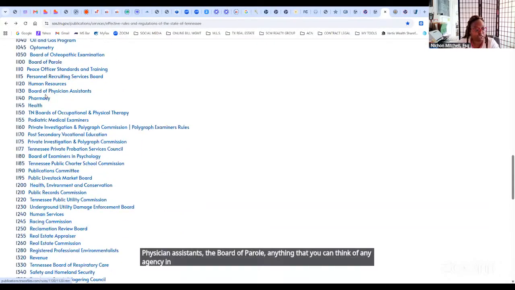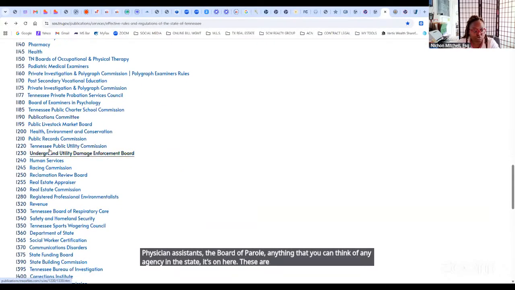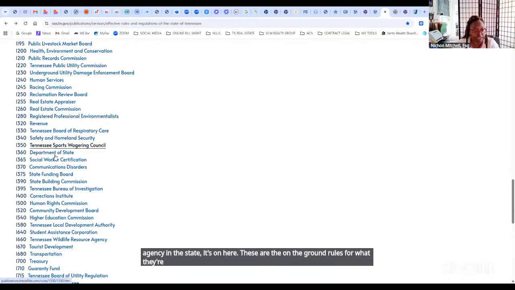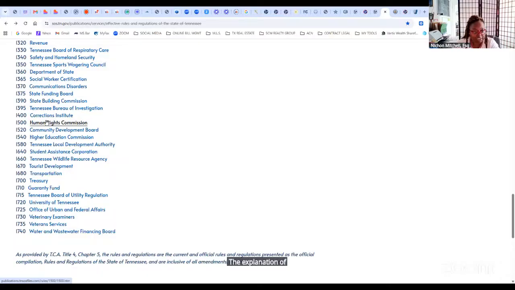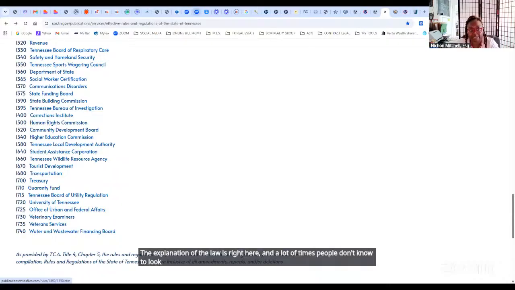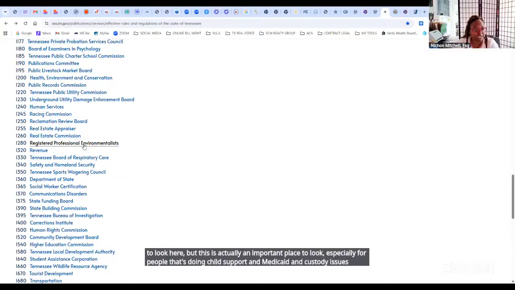any agency in the state, it's on here. These are the on the ground rules for what they're supposed to be doing every day, day to day. And it tells you what people are supposed to be doing when they do their job, the rules, the explanation of the law is right here. And a lot of times people don't know to look here, but this is actually an important place to look, especially for people that are doing child support and Medicaid and custody issues and different things like I showed you.